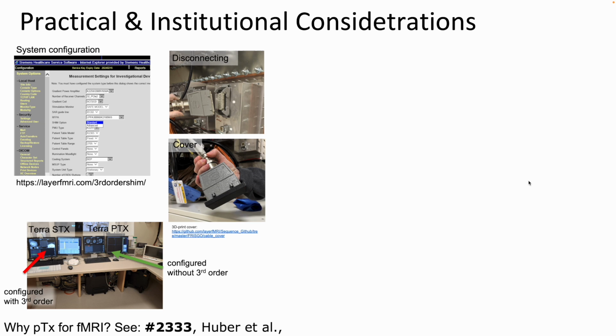As for practical aspects, you can find more information on how to unplug the third order shim on the blog over here. So you need to reconfigure the system so that it knows that it's now a second order system, and then you can unplug them and cover the cable. For simplicity, at NIH, we just have the 70 plus always configured as a second order system. And for our Terra, we have the STX and the PTX separately configured, so you can easily switch back and forth. So you don't need to do this reconfiguration that requires a reboot.